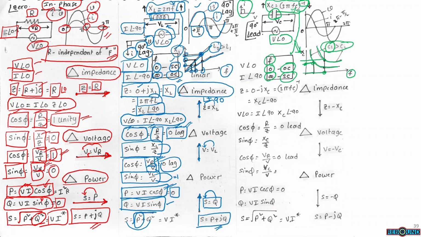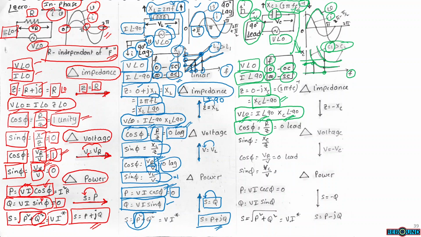Here the current is leading the supply voltage by 90 degrees because of the capacitance. So this is the supply voltage and this is the current. Current is leading the supply voltage by 90 degrees. So voltage is V at an angle 0, I is the current at an angle plus 90. Total impedance Z equals 0 minus jXC. So XC is at an angle minus 90. V equals I into Z. V at an angle 0, I at an angle plus 90, XC at an angle minus 90.